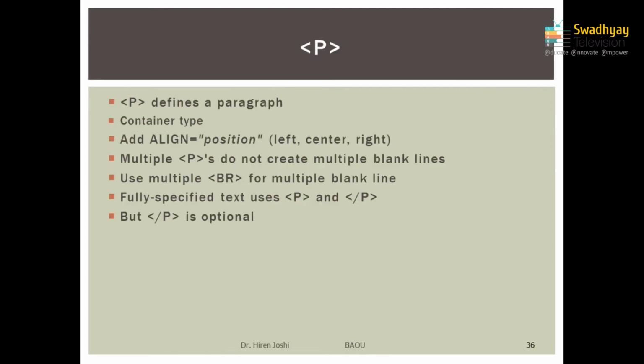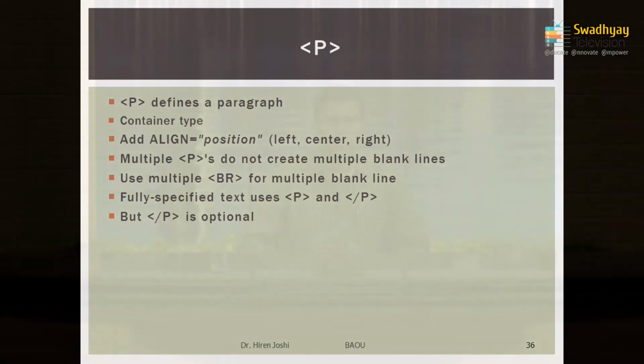Next tag is P. P stands for paragraph and it is a container type. HTML has mainly two types of tag, one is known as an inline tag, another one is known as a block tag. So, block tag or container tag are the same. Container or block tag means another tag can be put inside that tag. Let us say for example, H1 or P as a paragraph, these are all block tags or container tags.